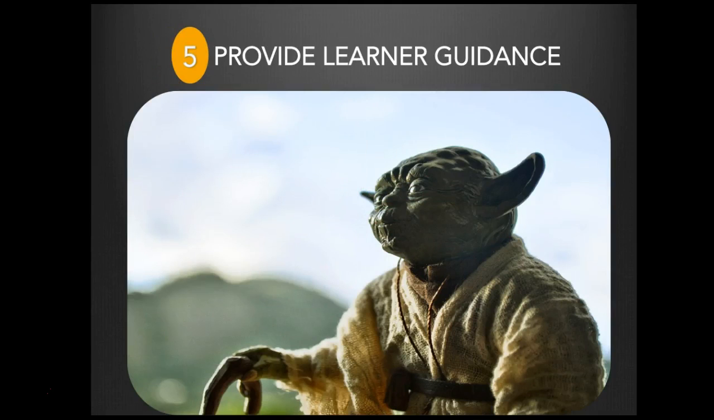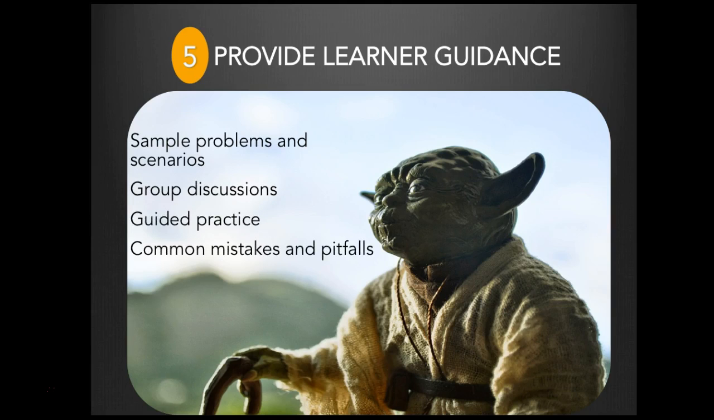In the fifth event, provide learner guidance, the mental process engaged is semantic encoding. The online lesson can apply strategies so that the learner can absorb the new material, such as provide sample problems and scenarios, include group discussions, allow for guided practice, highlight common mistakes and pitfalls, and add rubrics and study guides. In my online lesson, sample scenarios will be used as the foundation of the instruction. Knowledge checks will serve as a way for learners to engage in guided practice where common mistakes and pitfalls are addressed.